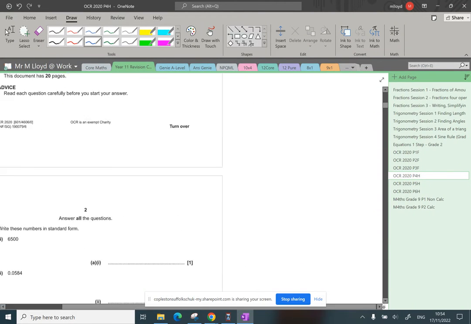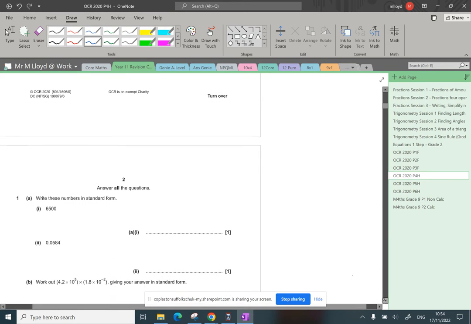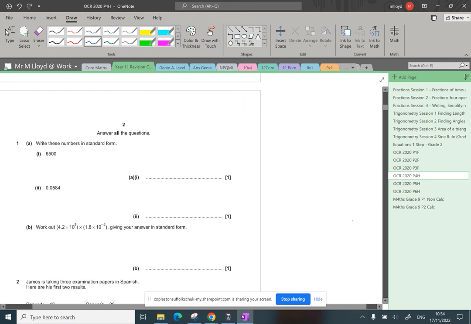So first question, and this is thankfully calculator. Write these numbers in standard form. So we're going to shrink this down so that it's 6.5 times by 10 to the power of. So 1, 2, 3 movements. So it's 6.5 times 10 to the power of 3. Okay, our next one, 5.84. And we're going to have a negative power here. So our decimal places move 2 positions. So it's to the negative 2.